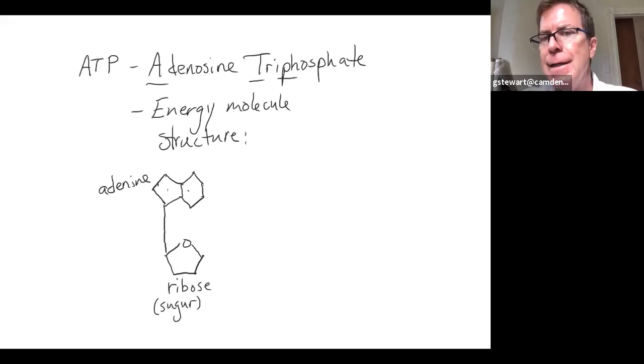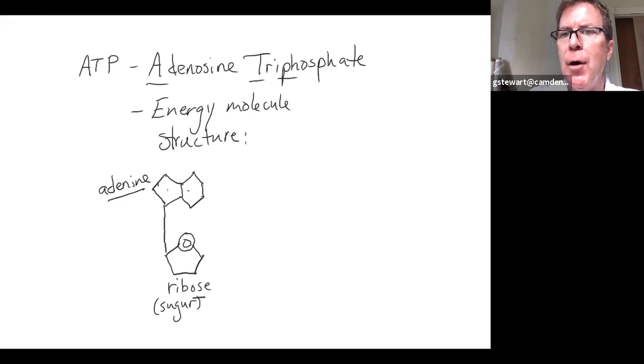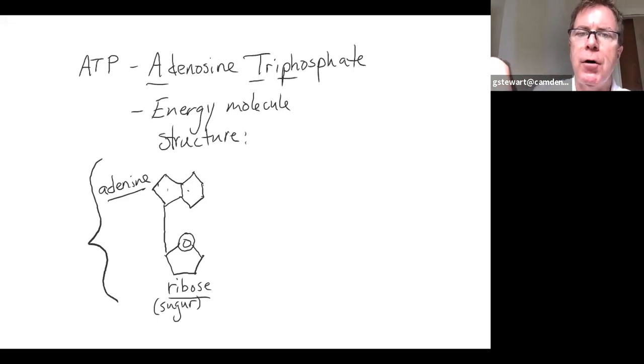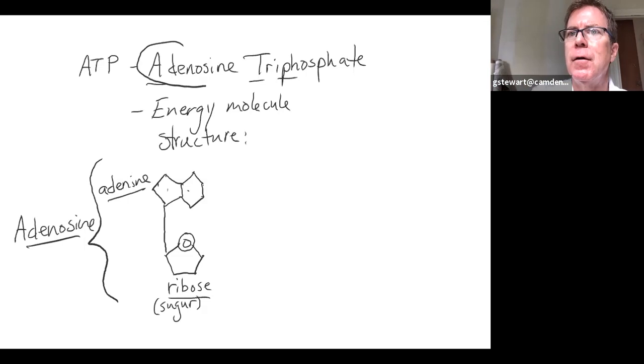Deoxyribose that we find in DNA has that ribose sugar, but it does not have this oxygen in the middle of it. That's why it's called deoxy. Nevertheless, this is adenine and ribose. Together, these 2 molecules, these 2 constituents, make up what we call adenosine. So that word literally means an adenine with a ribose.